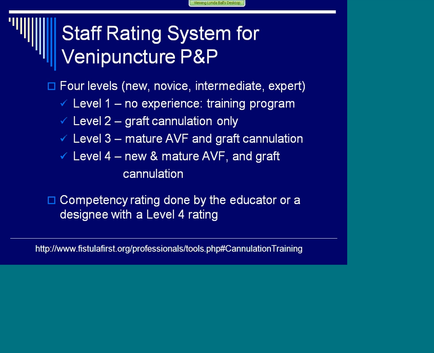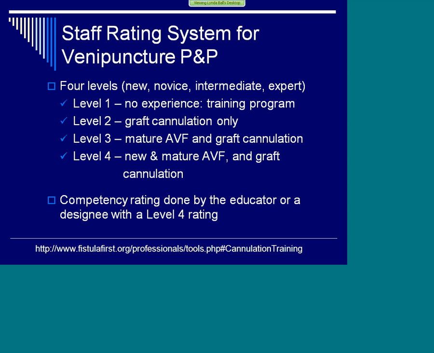And that means that any graft in your facility, you can cannulate. To move up to a level 3, you would have to do the same scenario: 5 accesses, mature fistulas, 2 needles, no infiltrates, ordered blood pump speed. And when you master that, then you become a level 3, and you can do all mature accesses and graft cannulation as well. Now, what you need to do is identify what is a mature access.